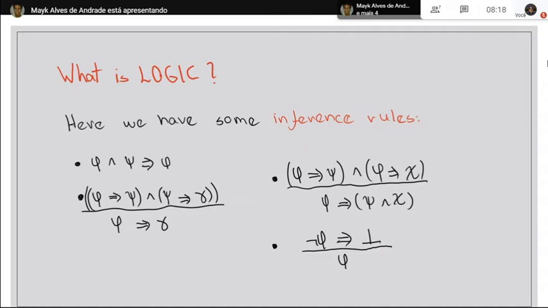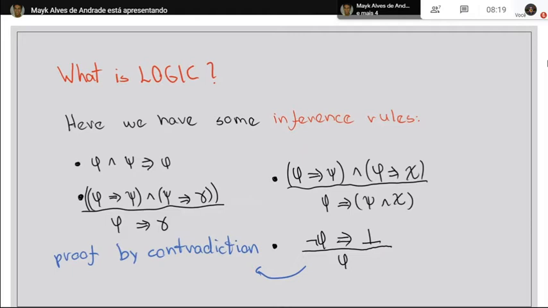Here's another example, introducing the conjunction, and here another example, right? I will not go into details, but this inference rule has a special name, which is modus ponens, and this inference rule here is just proof by contradiction. Remember that these symbols represent contradictions. So it is just saying that if we assume the negation of a sentence, and from that we derive a contradiction, then that sentence is itself true.